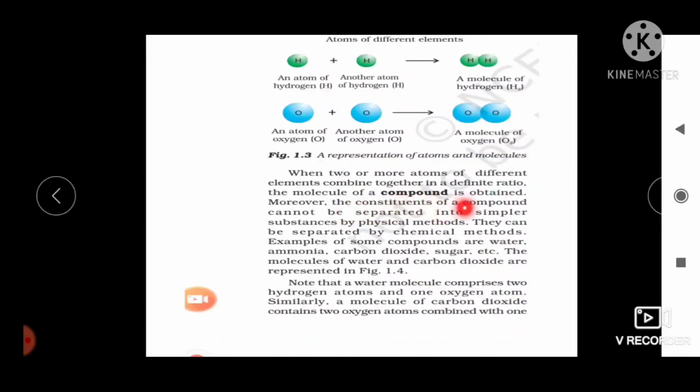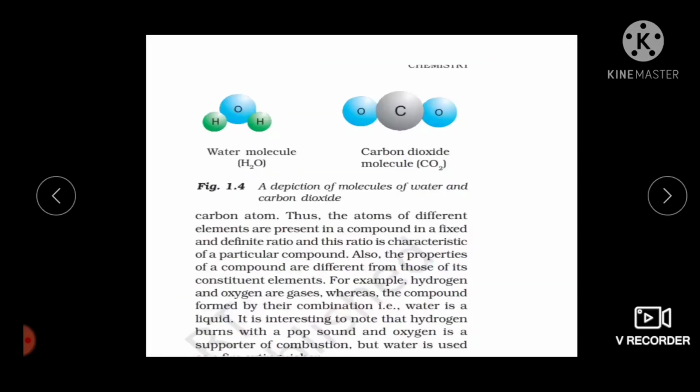The constituents of a compound cannot be separated into simpler substances by physical methods. They can be separated by chemical methods. Examples of some compounds are water, ammonia, carbon dioxide, sugar, etc. These are the molecules of water and carbon dioxide.